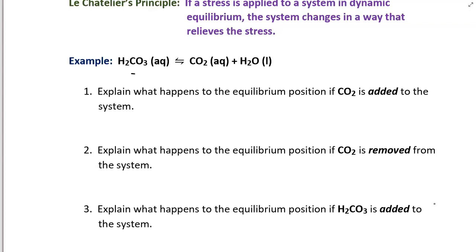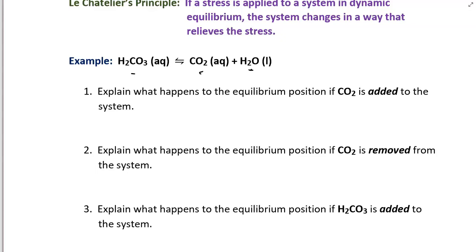H2CO3 is decomposing into these 2 substances. But at the same time, the 2 substances on the right side are combining to create H2CO3. Let's assume that equilibrium has been achieved. The rate of the forward reaction is equal to the rate of the reverse reaction. And at that point in time, called equilibrium, there will be a certain concentration of the different substances in the system.